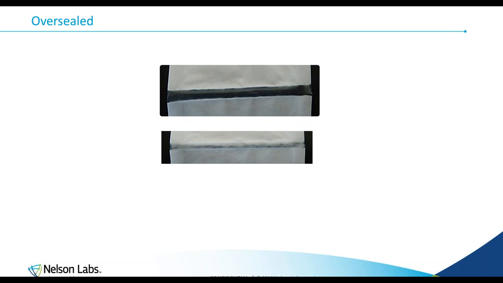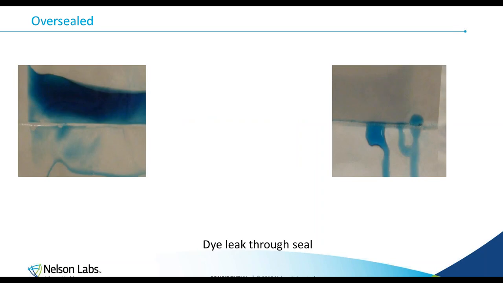And then this was pretty easy to spot. This is an overseal. A lot of people think an overseal is okay because it's sealed, right? However, when we do dye testing, we can see the dye migrating through the seal. So an overseal will result in breaches in sterile integrity.